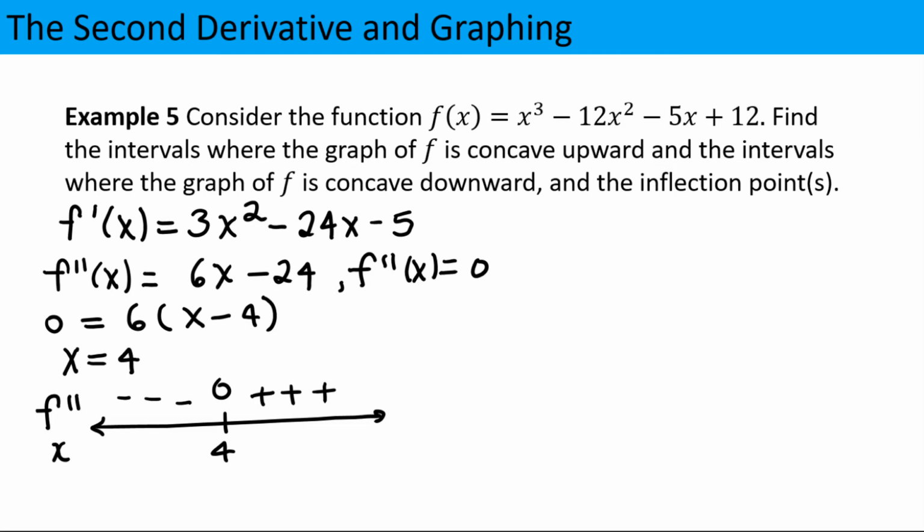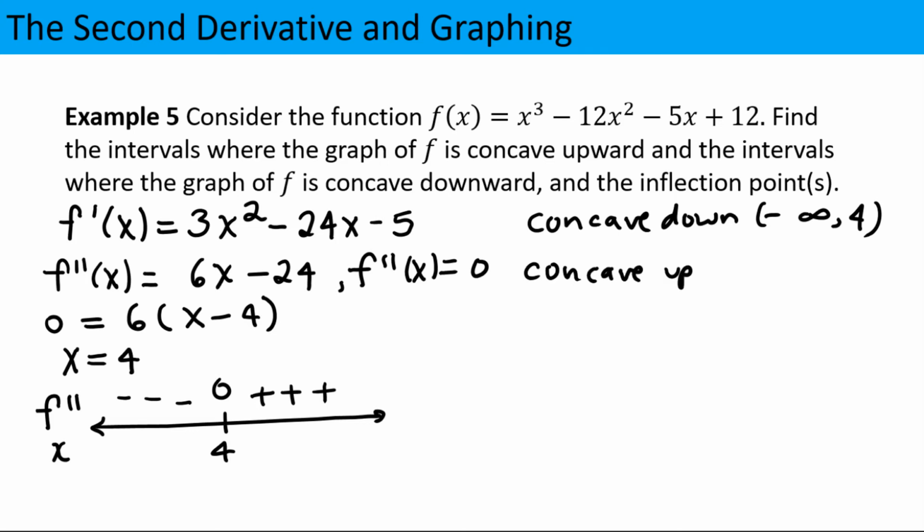So by looking at the sign chart, we conclude that f is concave down where the second derivative is negative. So that's negative infinity to 4. And f is concave up where the second derivative is positive, and that's from 4 to infinity. We get an inflection point where concavity changes.